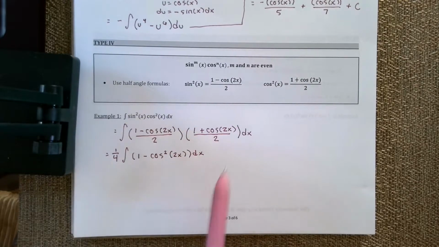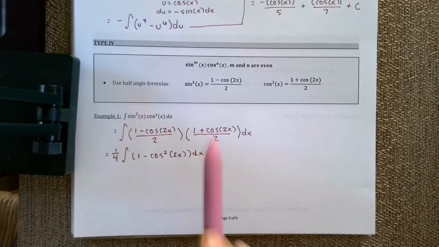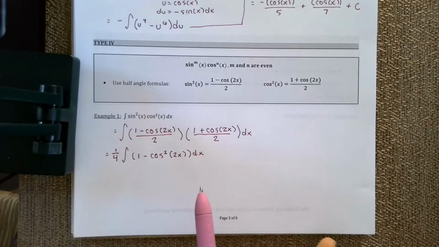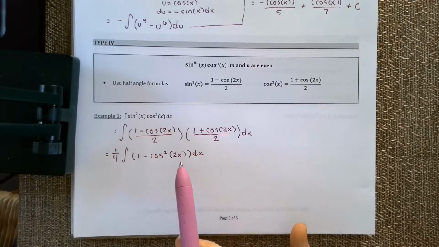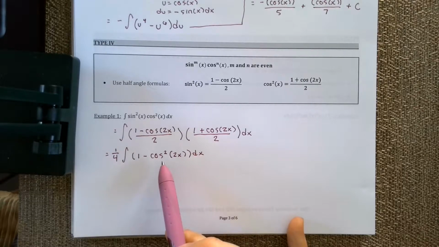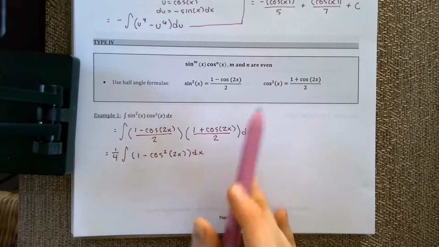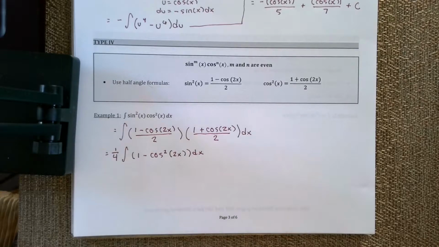And if you need to FOIL it out totally, or multiply it out, whatever you call it, feel free to do that on this side. Notice though, this is cosine squared. We're going to need to do the half angle again.